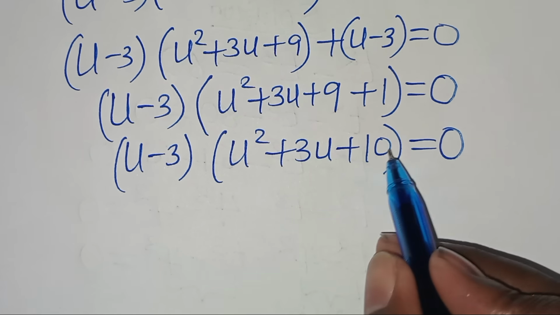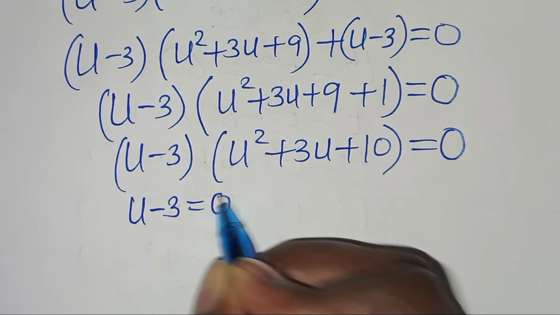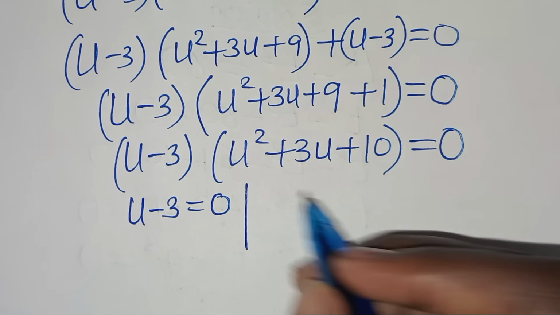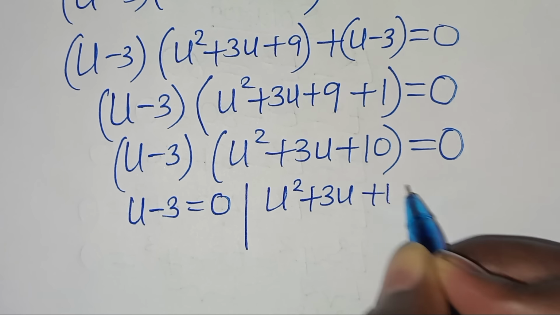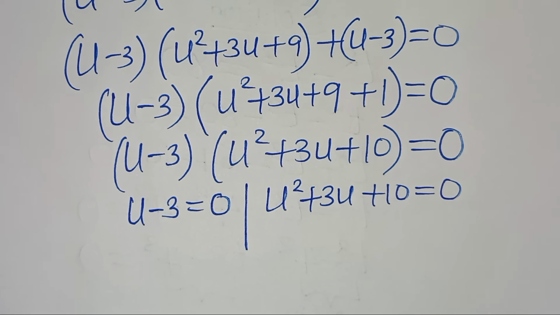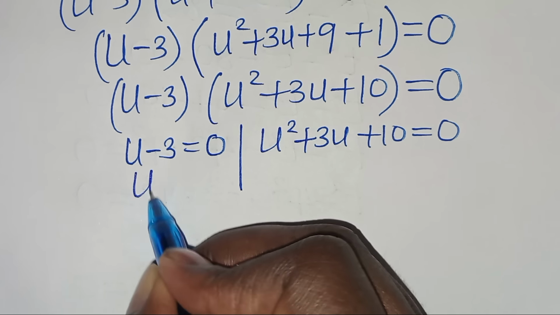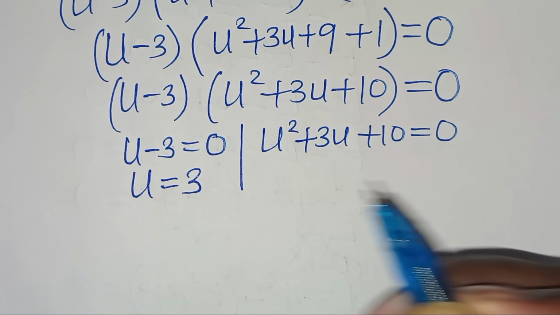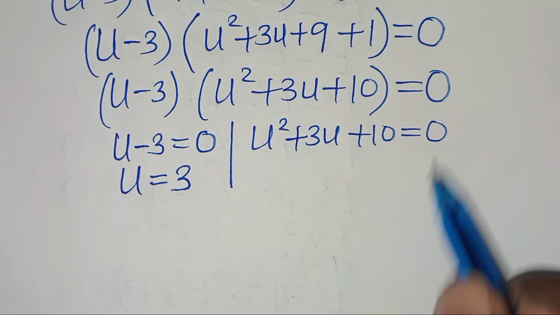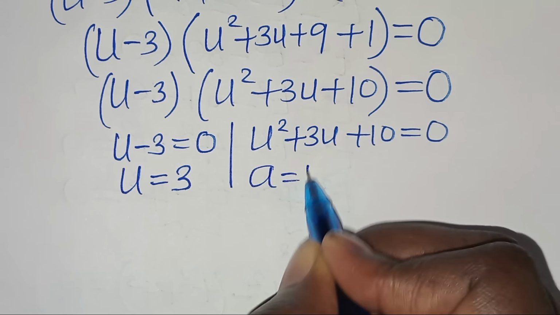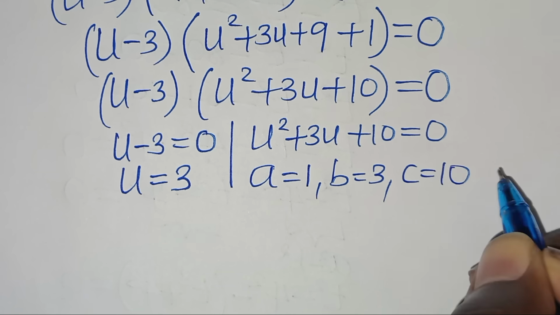So we have two parts here. The first part is u subtract 3. This is equal to 0. And the second part here is u squared plus 3u plus 10. This is equal to 0. From the first part here, we have that u is equal to 3. Now, the second part here is a quadratic equation where we have a equal to 1, b equal to 3, and c equal to 10.